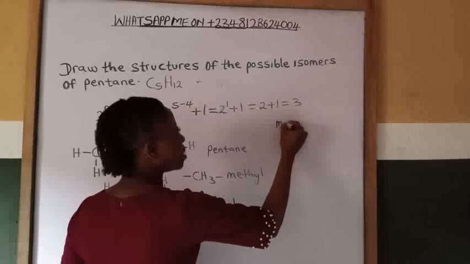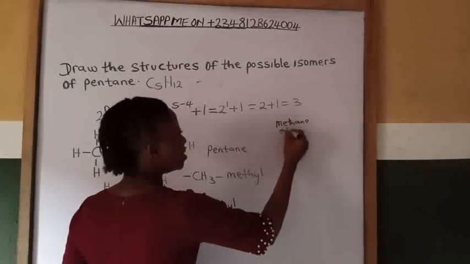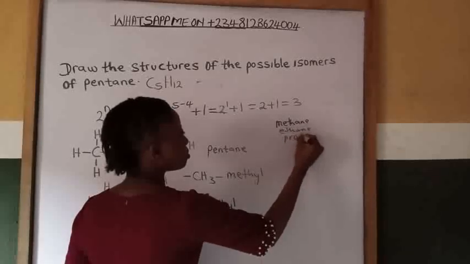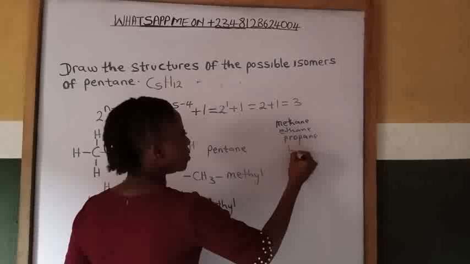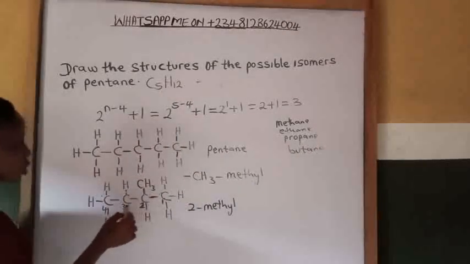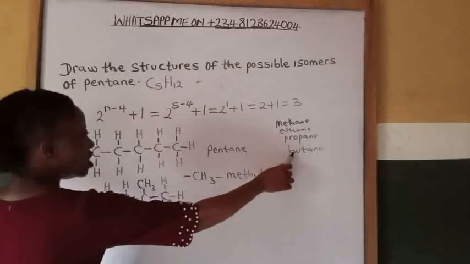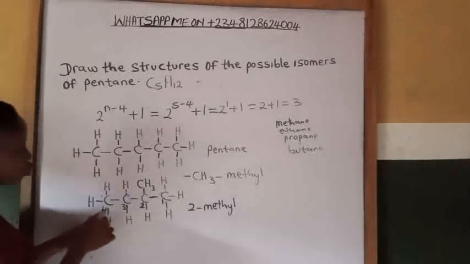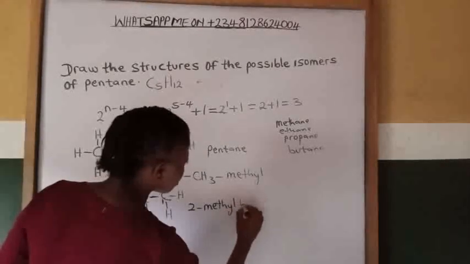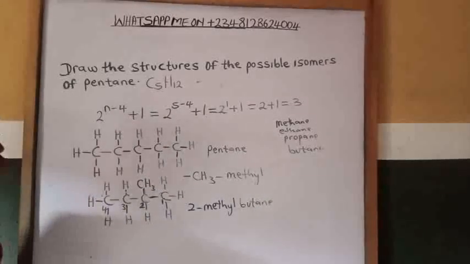Don't forget that the first member of alkane is methane. The second member is ethane. The third member is propane. The fourth member is butane. So an alkane with 4 carbon atoms is butane. So your root hydrocarbon, which is the longest continuous carbon chain, is butane. So the name of this structure is 2-methylbutane.